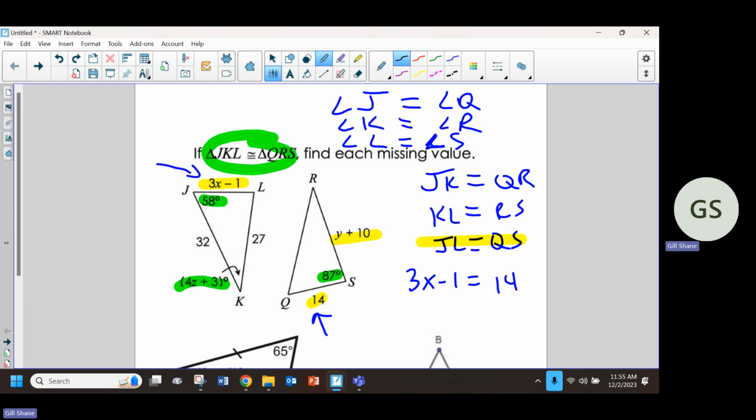I just set them equal, and now you solve. Add 1 to both sides, divide by 3, x is 5. I'm going to let you finish that out. Same way with angles. So I can come to the angles.